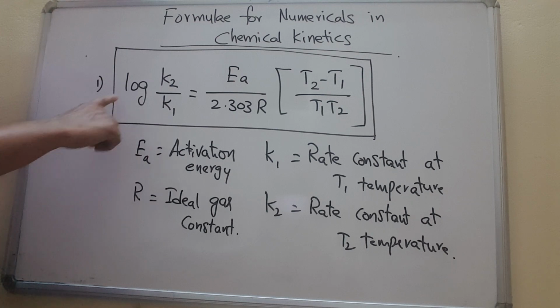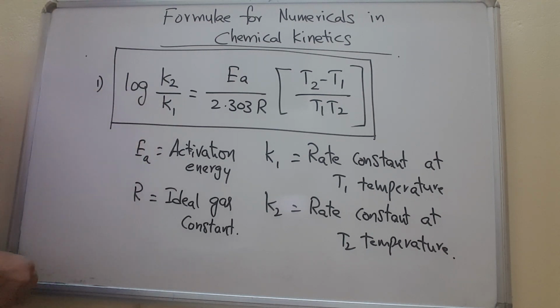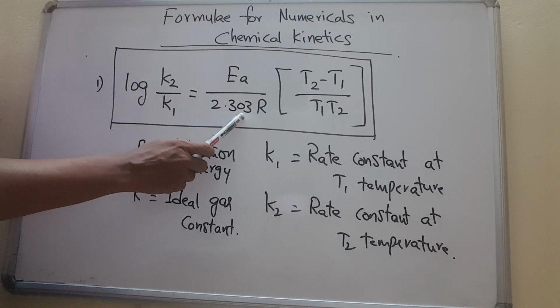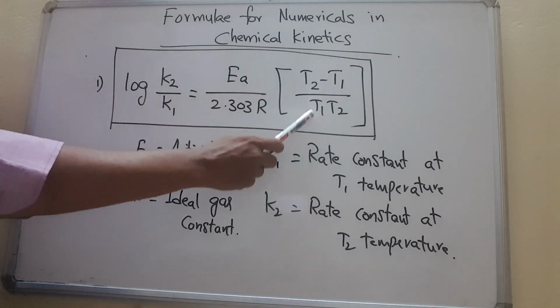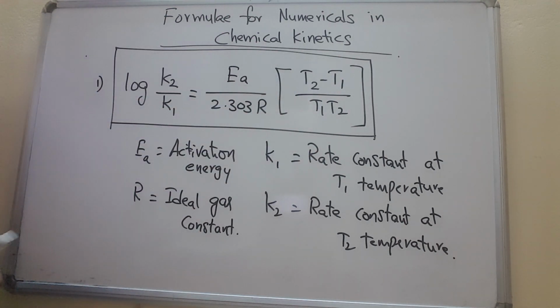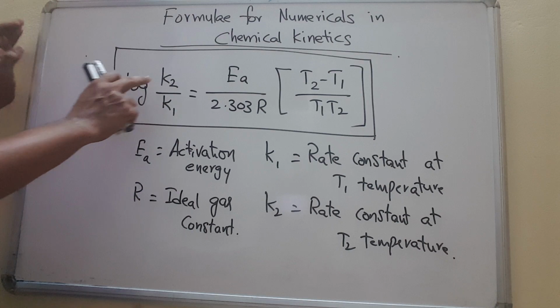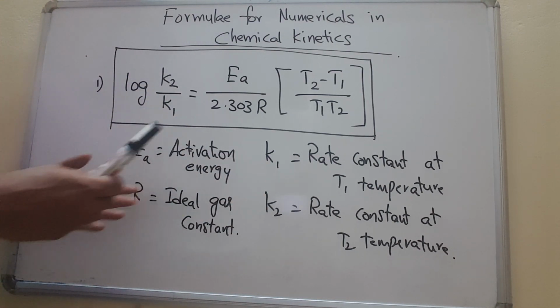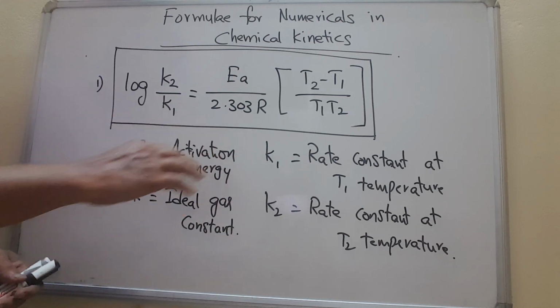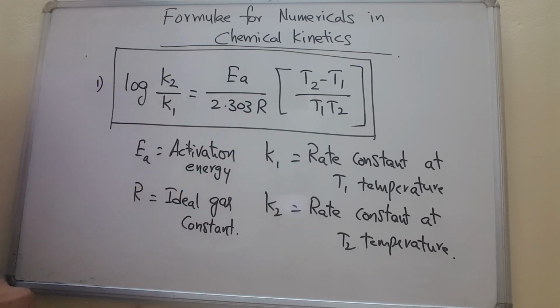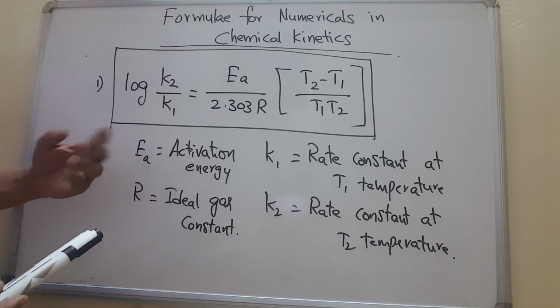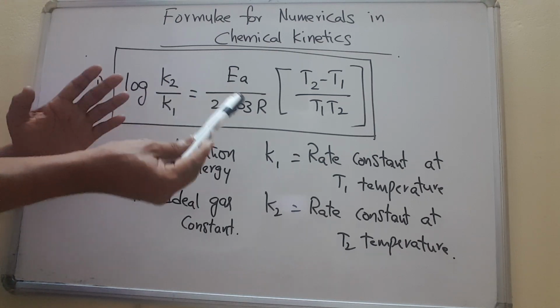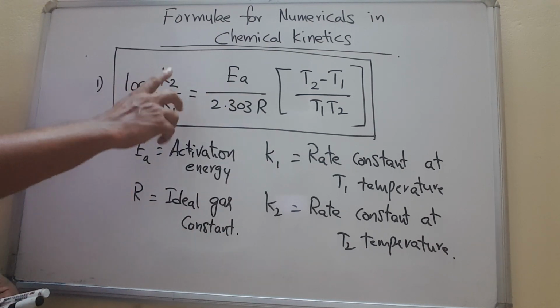Okay. So the first thing is log K2 by K1 is equal to Ea by 2.303 R into (T2 minus T1) by T1 T2. Here K1 and K2 are rate constants. The rate constant is given at one temperature. How do we calculate the rate constant at another temperature? If there are two temperatures, what is the relation between the rate constants and the temperatures? This is the formula.